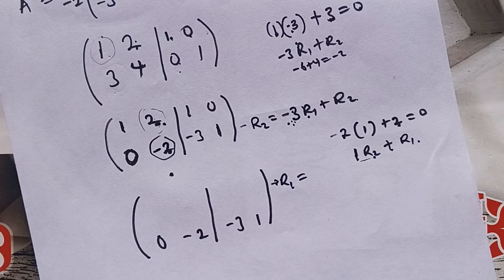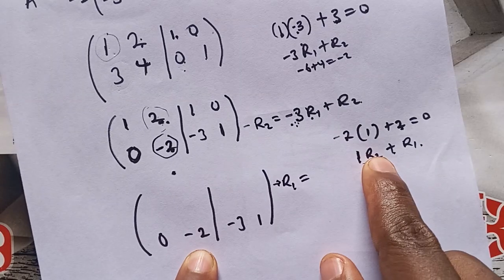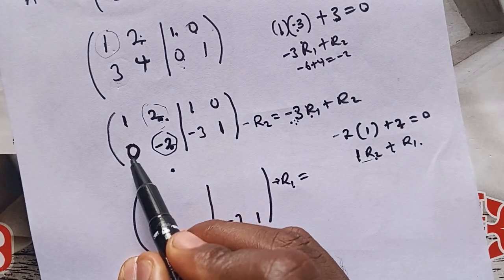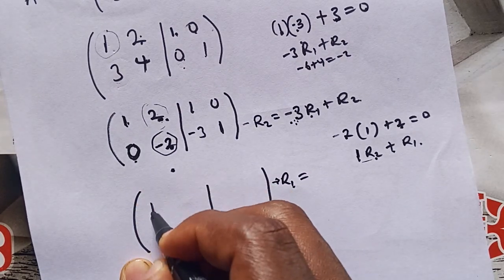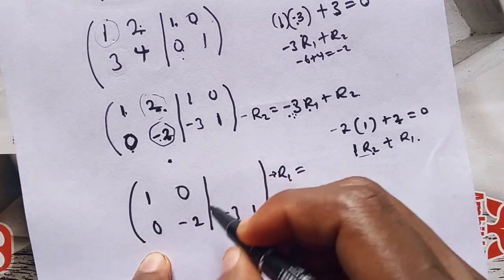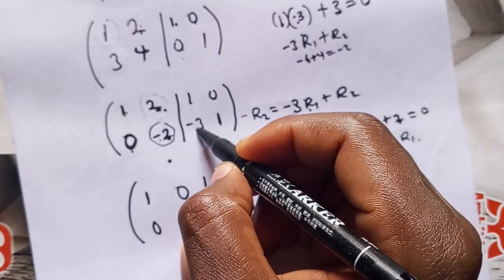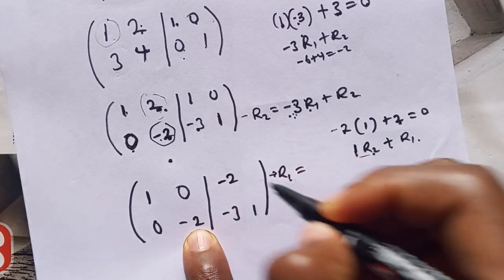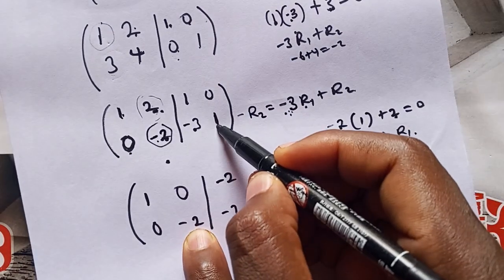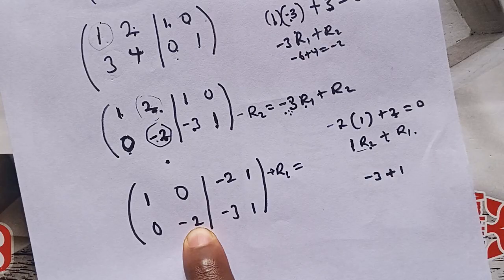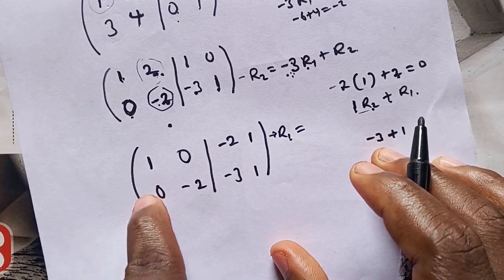So therefore row 1 is equal to 1 row 2 plus row 1. Okay, 1 row 2 plus what? Row 1. So meaning that if I should do 1 times row 2 plus row 1, I will have 1 times 0 is 0 plus 1 will be 1. 1 times minus 2 is minus 2 plus 2 is 0. 1 times minus 3 is minus 3 plus 1. So minus 3 plus 1 will give me what? Minus 2. And 1 times 1 is 1. Okay, 1 times 1 is 1 plus 0 is going to give me what? 1. Now you see that I've achieved this 2 to become what? 0.